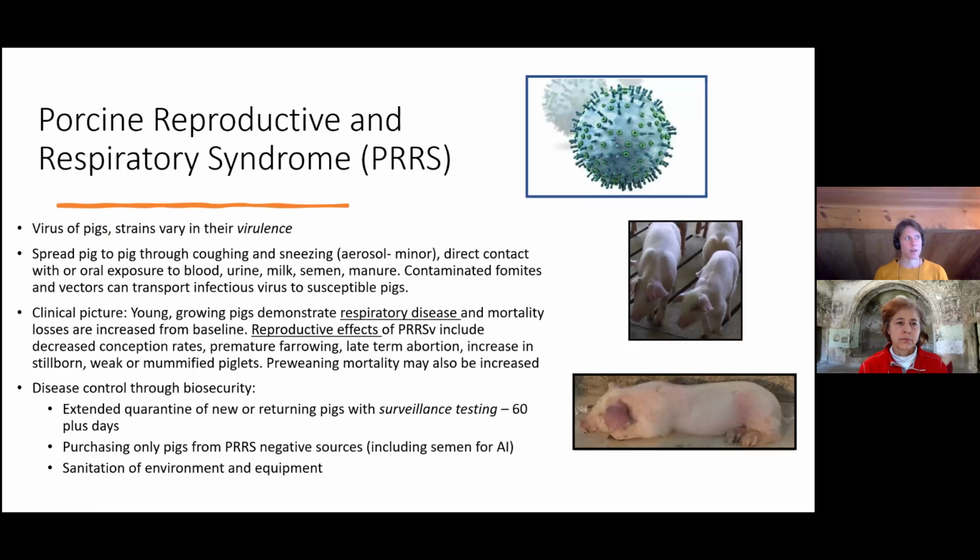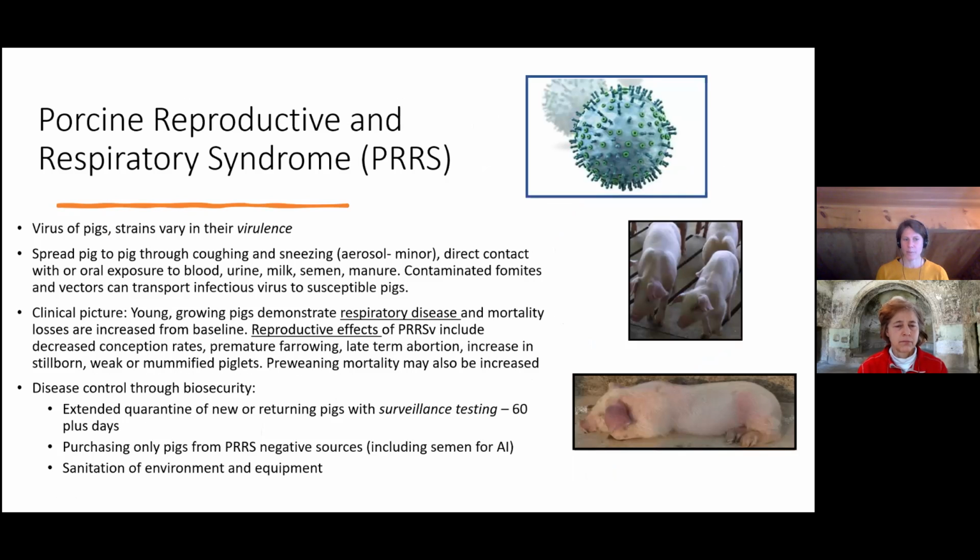The next disease we'll talk about is porcine reproductive and respiratory syndrome, and we picked this one for the same reason. Only 21% of respondents reported feeling informed about this virus, so we'll give you a little bit of information about that now. PRRS is a virus of pigs, so it's not going to infect people. And there are different strains of PRRS that really vary in their virulence. And virulence describes how much damage that virus is likely to cause.